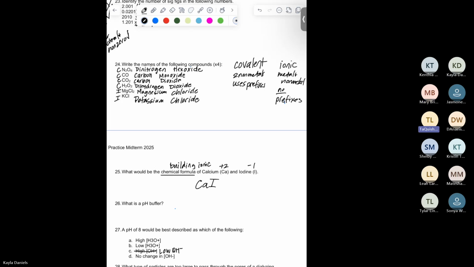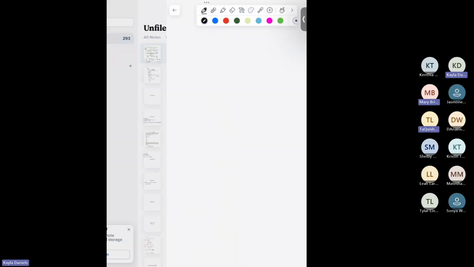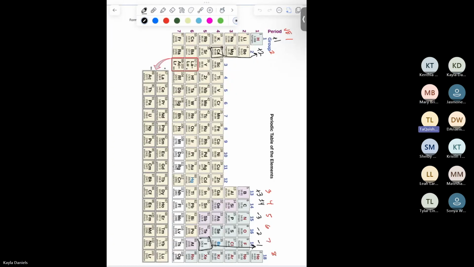Wait, how did we know iodine had a -1 charge? Because from the periodic table. Looking at it, it's like mine says, oh, okay, don't listen to me. I knew I was gonna say that. It should say -1. If it says something different, let's make sure we change it.